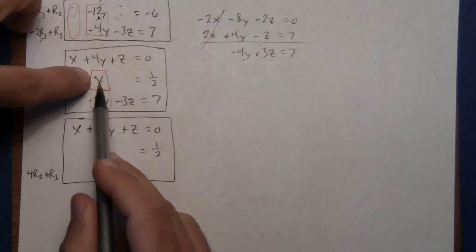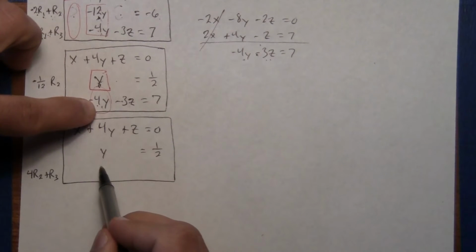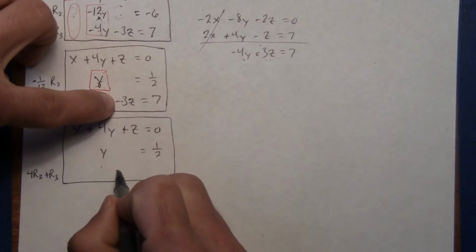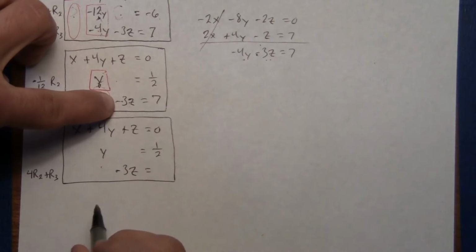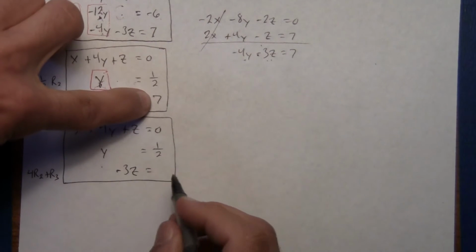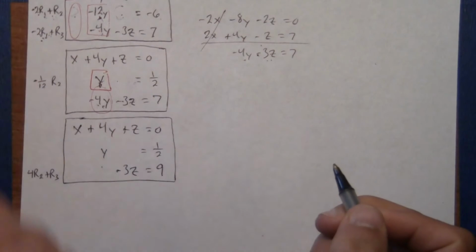Alright, so negative 4 plus 4, of course that gives me 0. Multiplying that by 4 is still going to be 0. Adding a negative 3 gives me negative 3z is equal to, multiplying that by 4, 2 plus 7, which is going to give me 9.